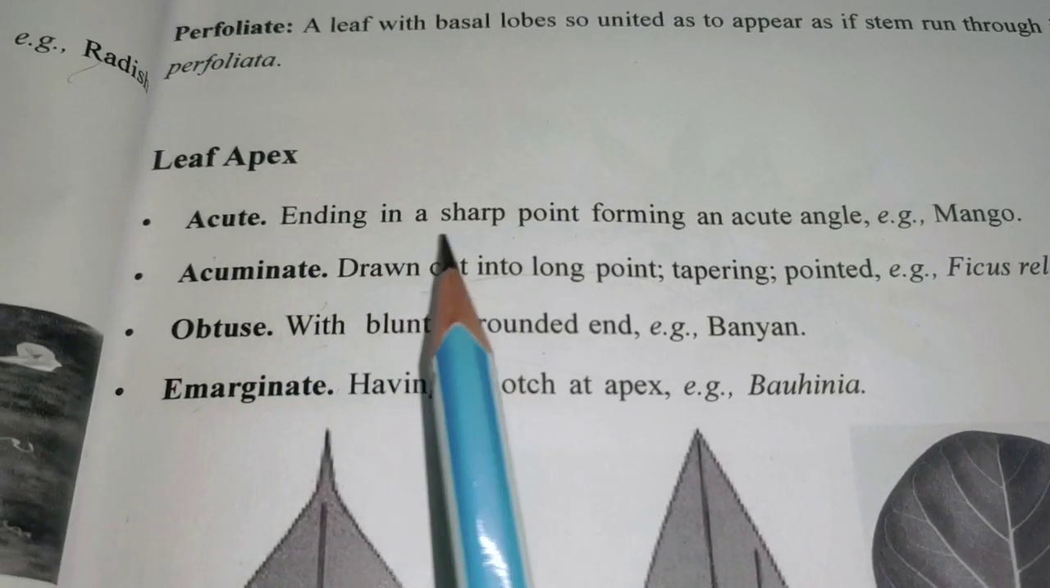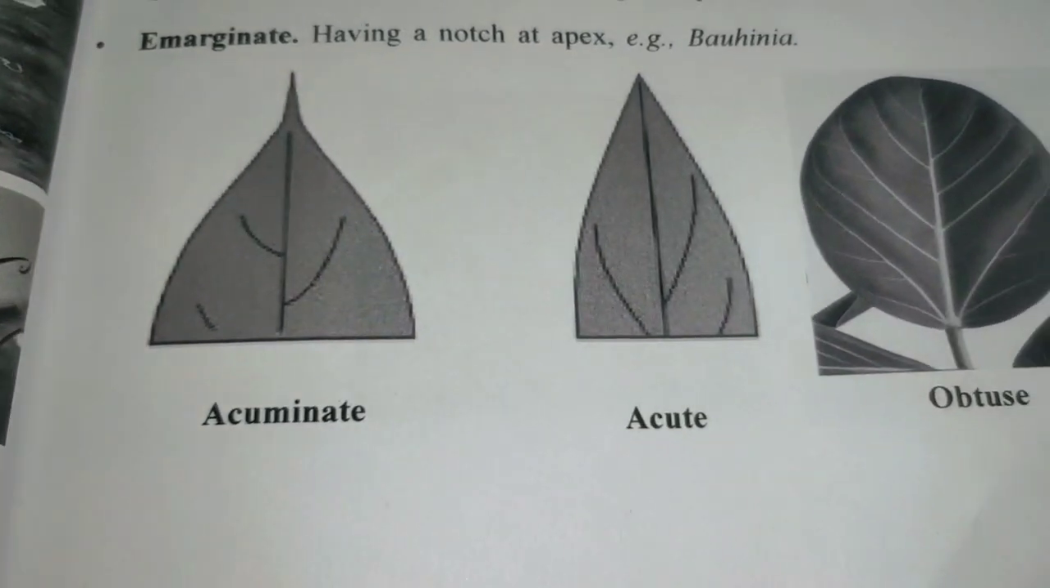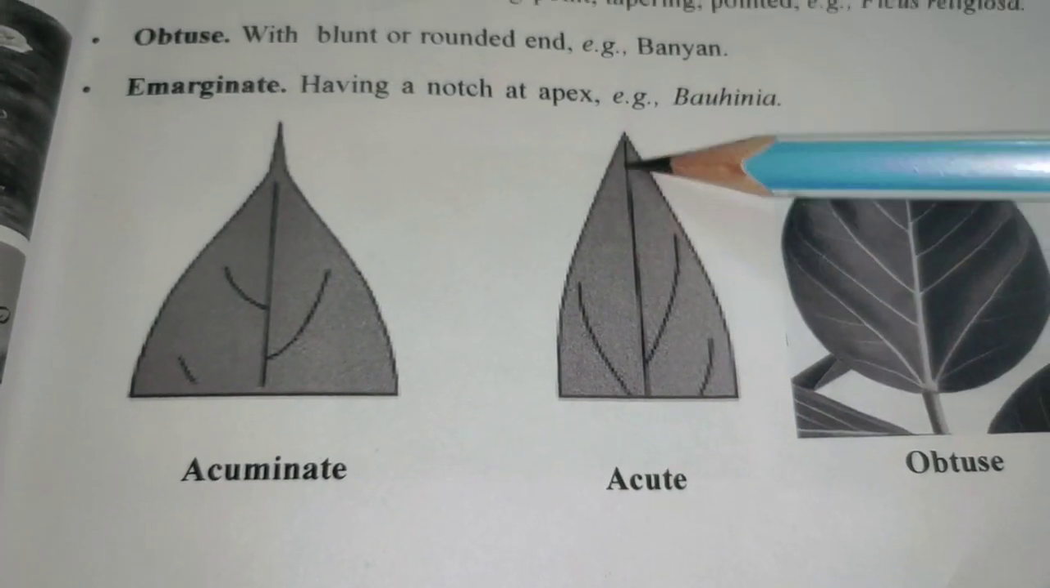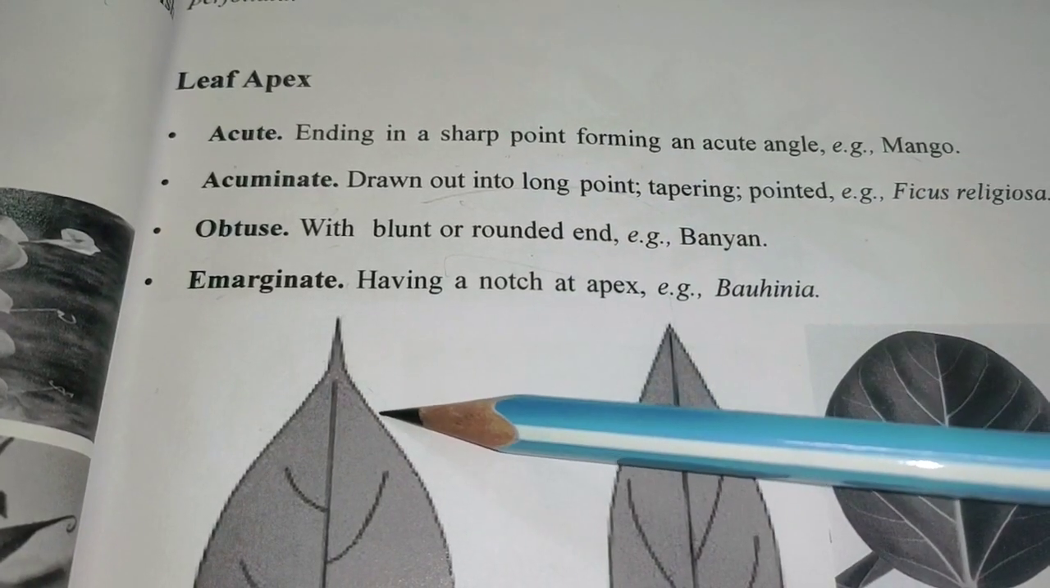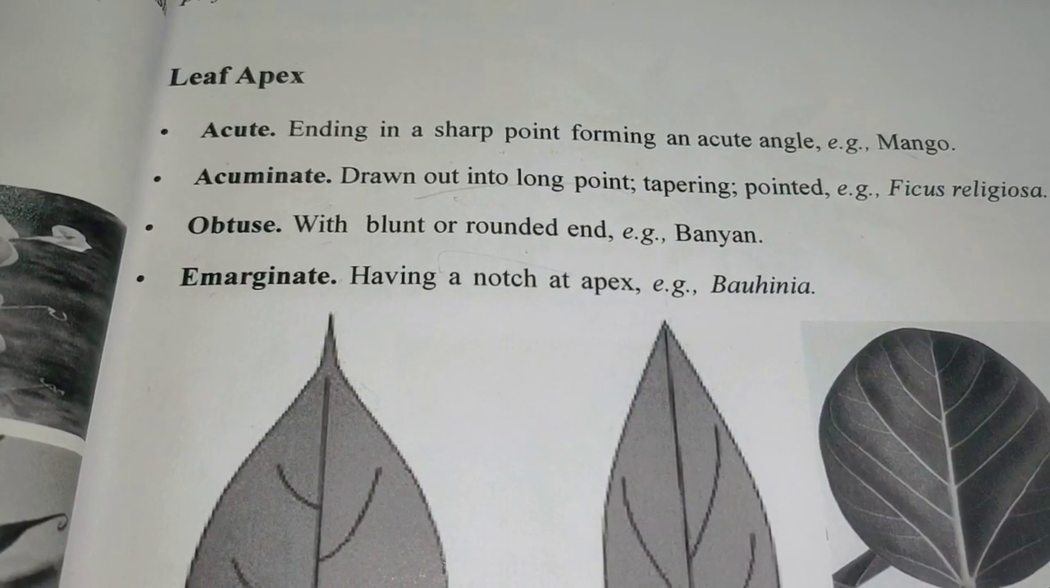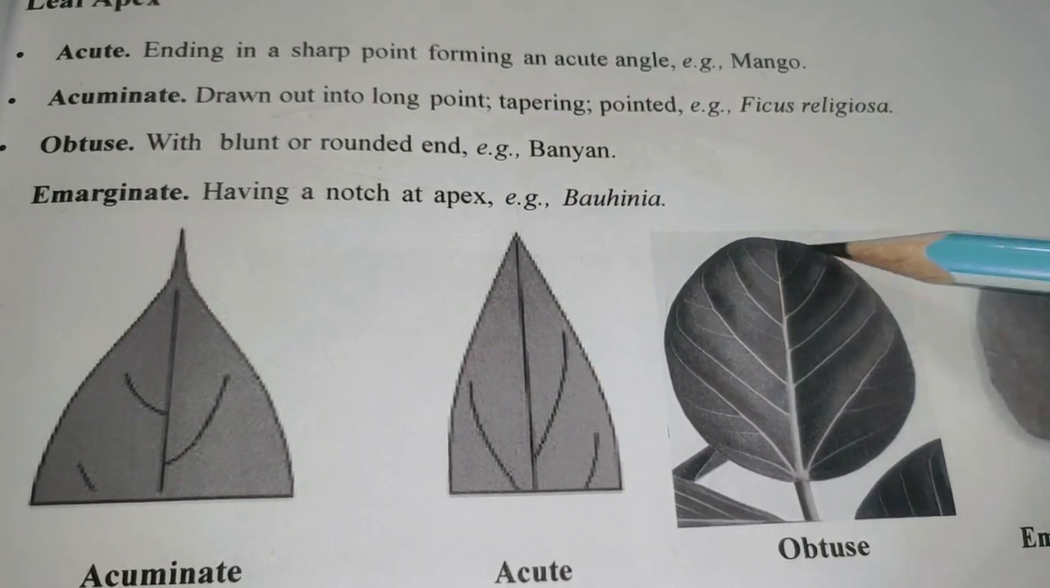Acute, ending in a sharp point forming an acute angle, for example, mango. This is the apex. Acuminate, drawn out into a long point, tapering pointed, for example, Ficus religiosa. Obtuse, with a blunt or rounded end, for example, banyan.